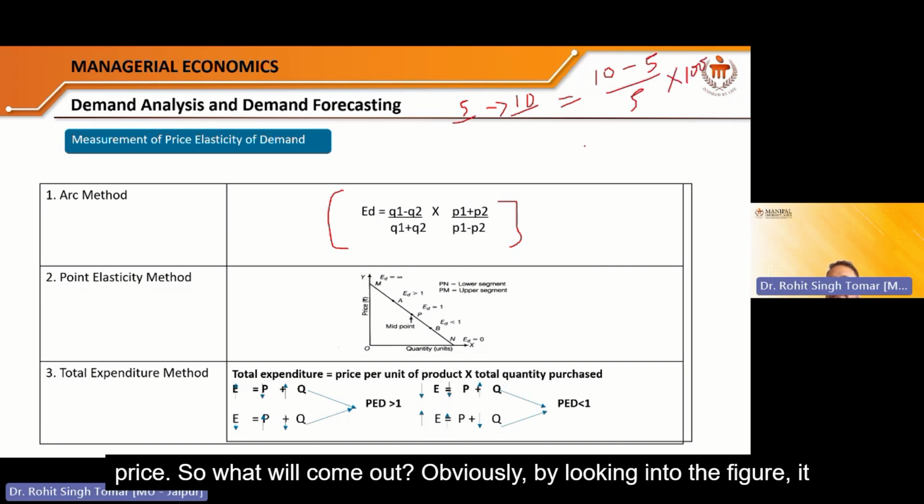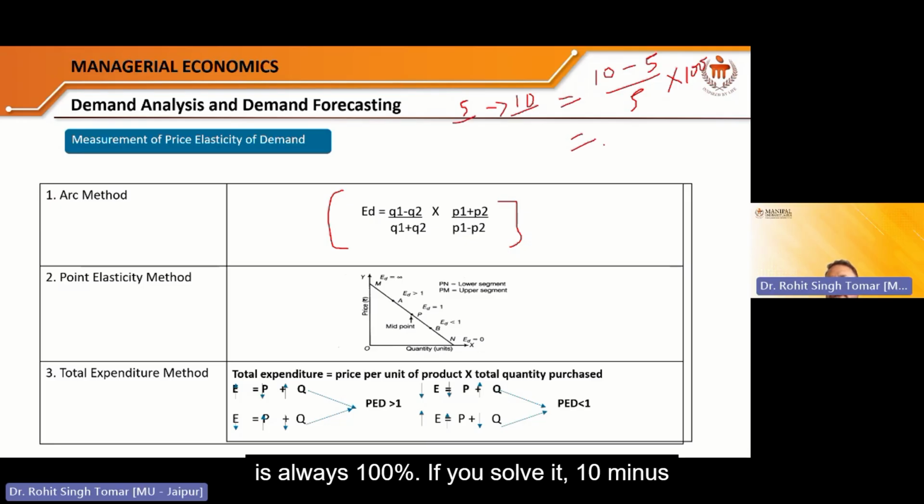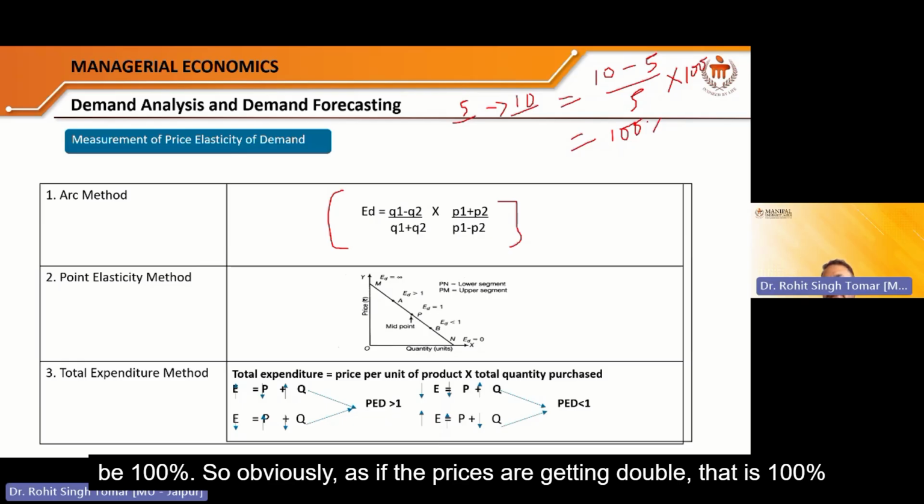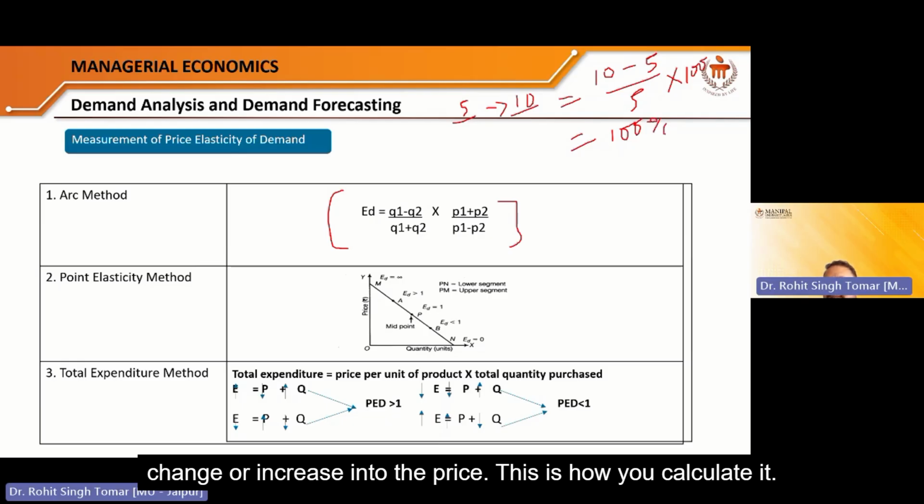So what will come out? Obviously, by looking at the figure, it is 100%. If you solve it, 10 minus 5 will be equal to 5, 5 divided by 5 is 1, and it will be 100%. So obviously, if the prices are doubling, that is a 100% change or increase in the price. This is how you calculate it.